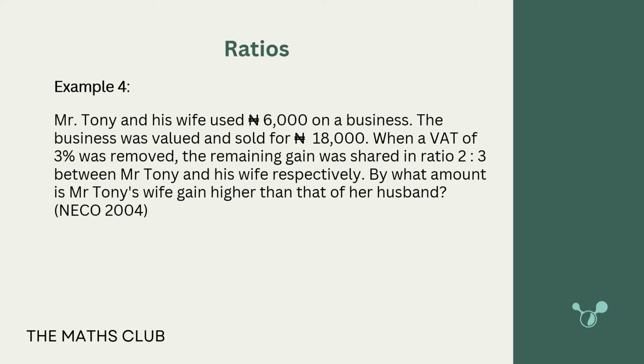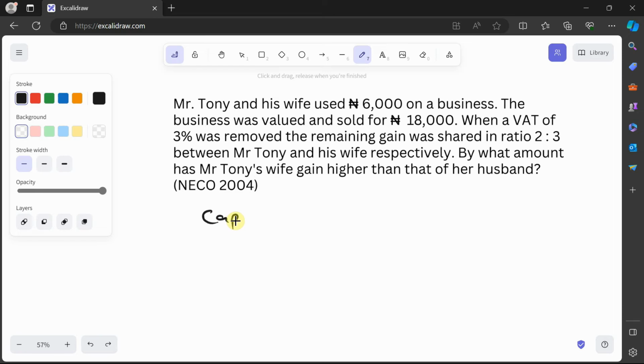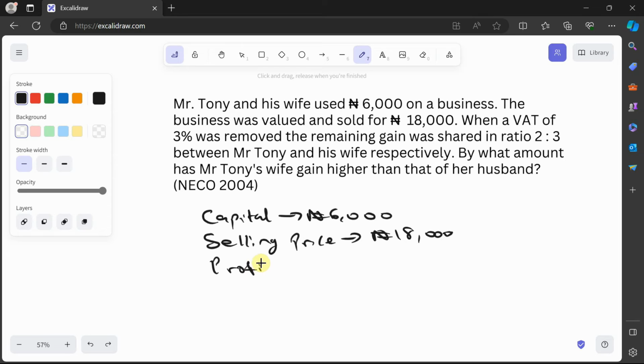And so whenever I see questions like this, don't be carried away by the entire length. It can seem very confusing, but you have to break it down in small bits. Let's solve it together. We know that the capital that was brought into the business, capital is the initial investment, was 6,000 naira. They now said the business was sold for 18,000, so the selling price is 18,000 naira. So you agree that there was a profit. Profit here is just the difference, which is the selling price minus the capital, and that would be 18,000 minus 6,000. By the time you subtract this, this will give you 12,000 naira.